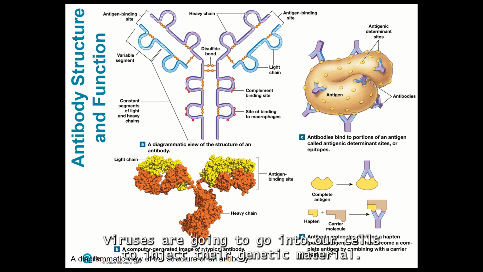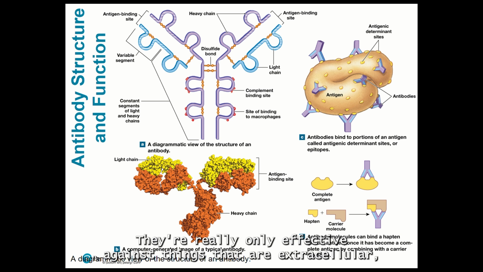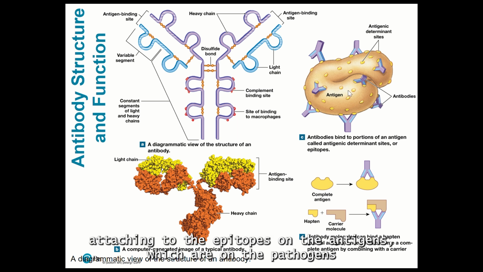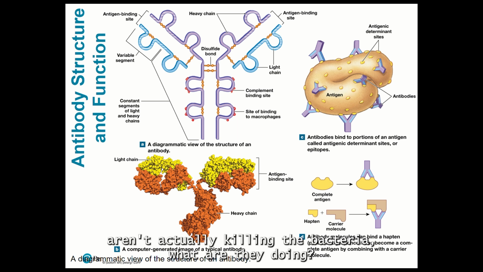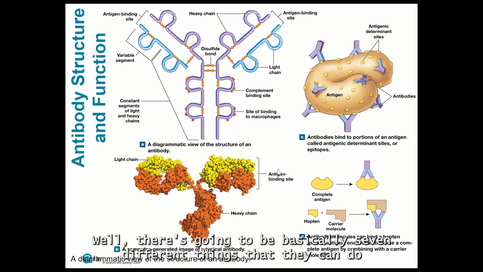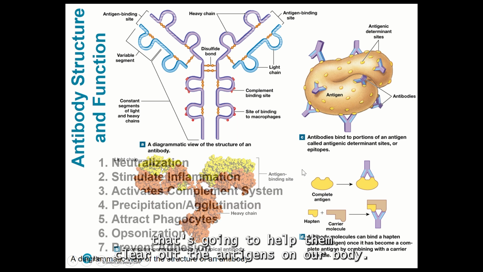Viruses are going to go into our cells to inject their genetic material. So antibodies are not effective against things that are inside our cells. They're really only effective against things that are extracellular, like bacteria. Now, if these antibodies attaching to the epitopes on the antigens, which are on the pathogens, aren't actually killing the bacteria, what are they doing? Well, there are basically 7 different things that they can do that help them clear out the antigens in our body.